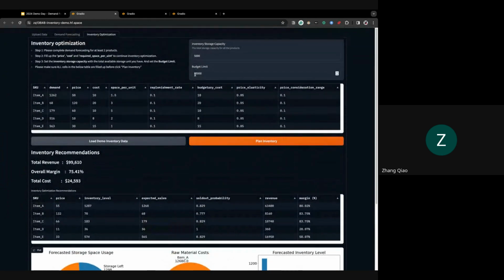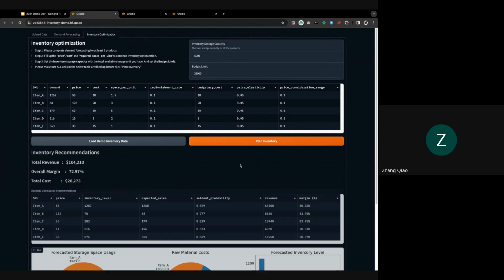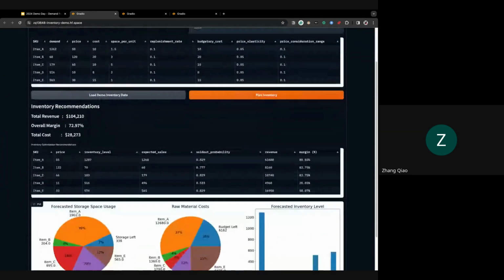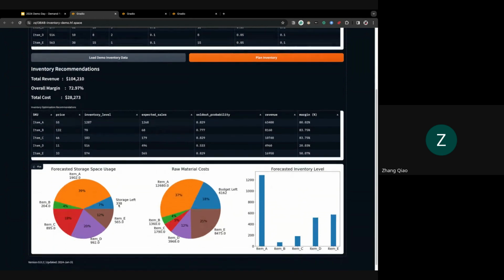We can try to increase the budget. Not a little bit, we can increase it to 35,000 and plan the inventory again and see what will happen. Now, of course, by maintaining a higher inventory level, we are able to make a higher total revenue, and we still have quite a bit of budget left. We didn't run out of the budget, and we still have quite a bit of storage space left.